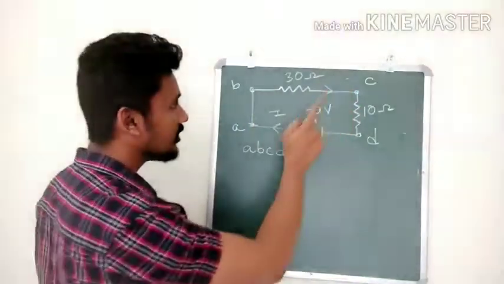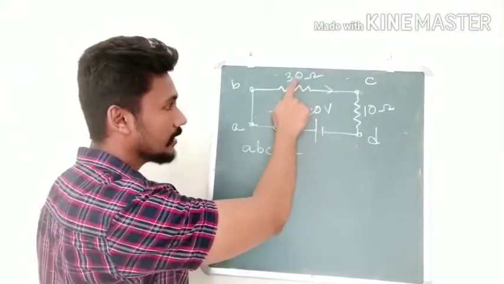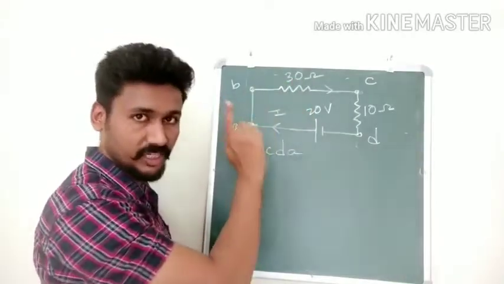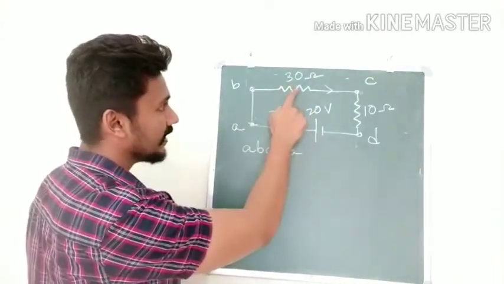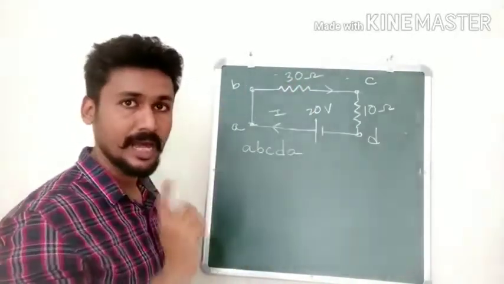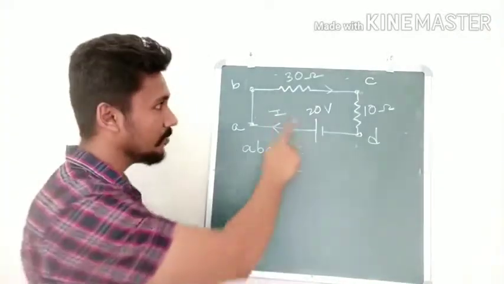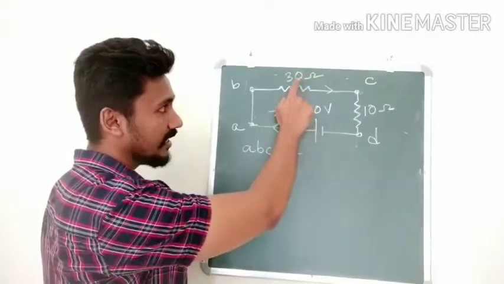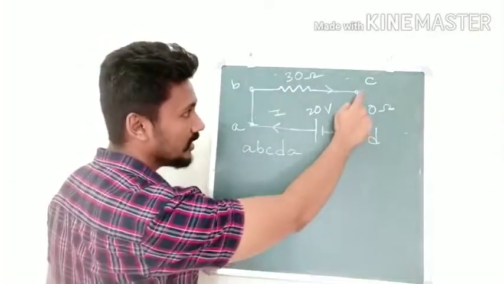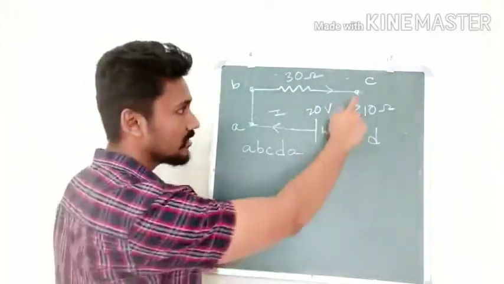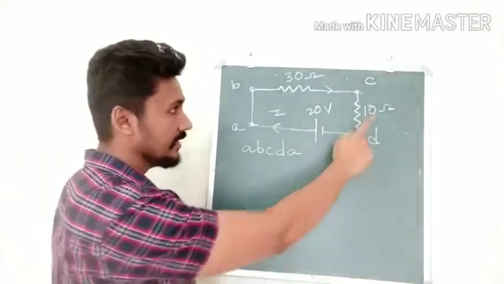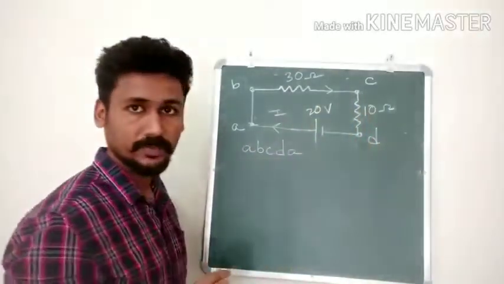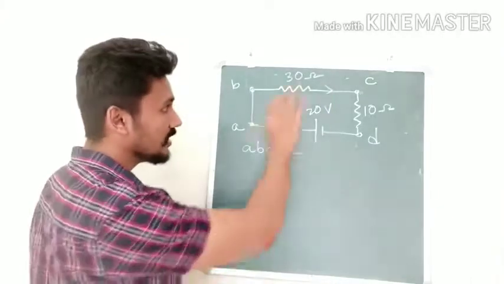From B to C you will notice that there is a resistor of 30 ohms and there is a current I that is going through our resistor. How much will be the potential change? That will be given by Ohm's law, that is V is equal to IR. So I into the resistance, which is 30. How much will be the change from C to D? From C to D again it will be IR, that is I into 10 ohms. Getting the idea? So this is our loop.